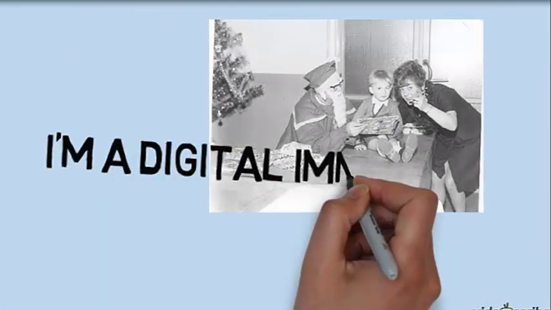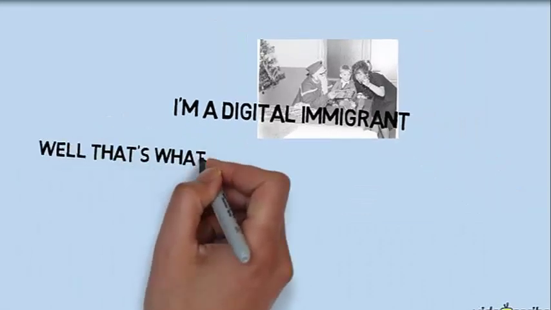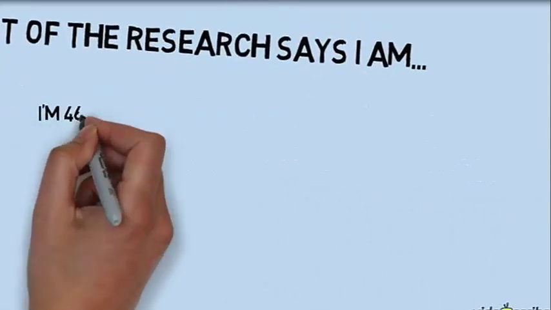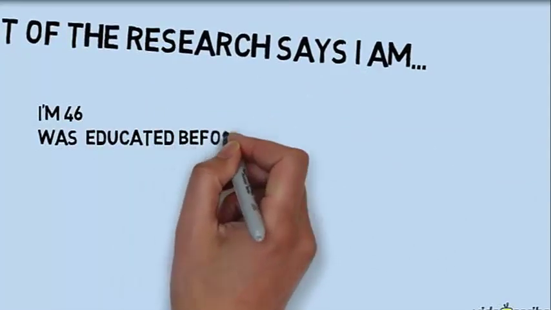My name is Andy Tattersall, and this is me, aged 3 years old, at which point I would be regarded as a digital immigrant back in the early 70s. And that's what a lot of research, or certainly a lot of the talk, would have said. And that's because I'm 46, my age.